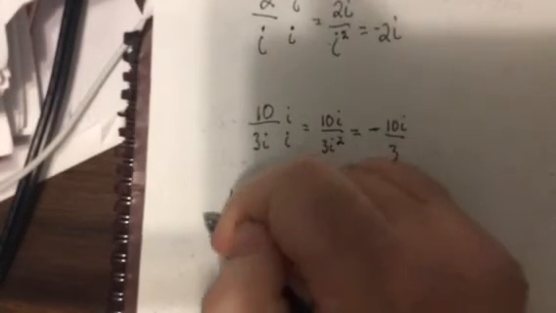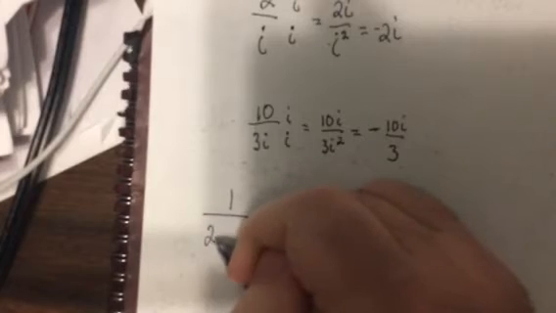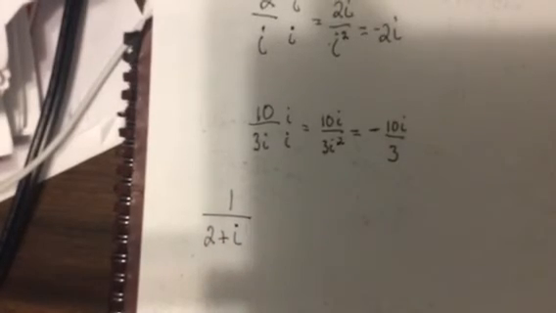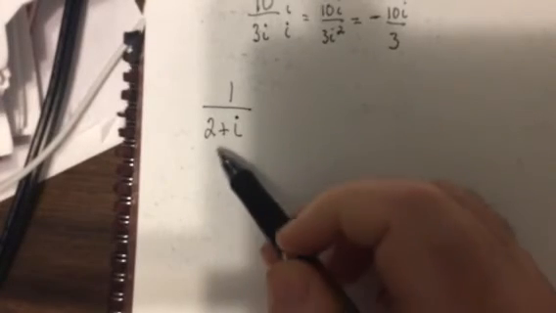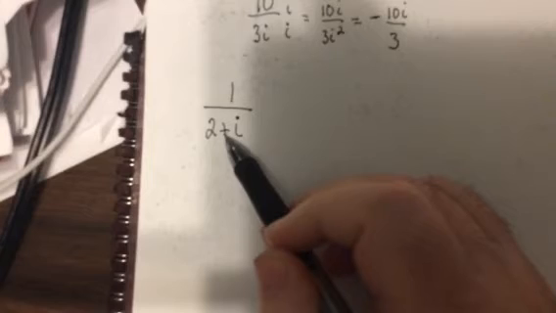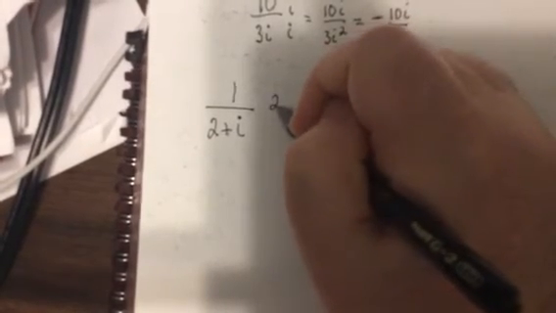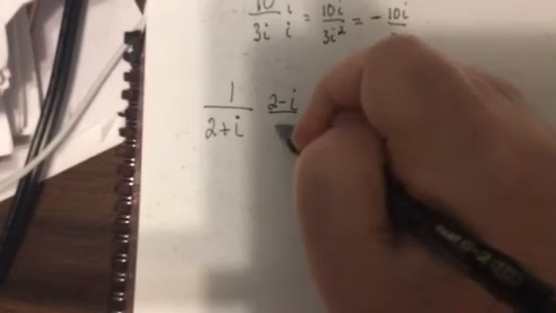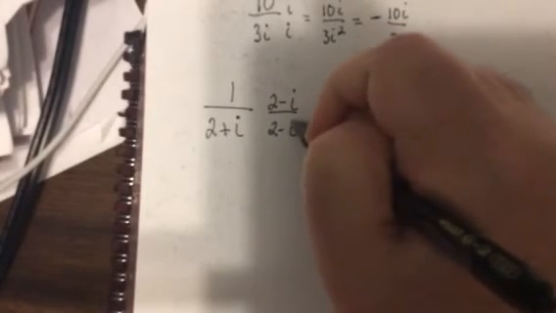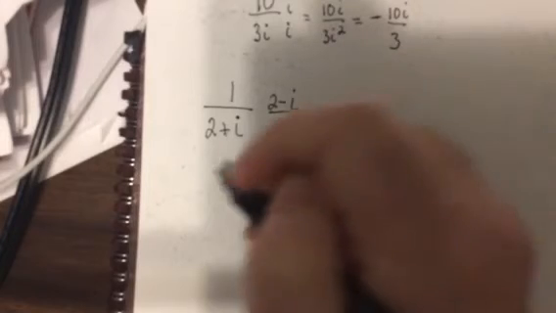Here's the tricky one. What if I have this, 1 over 2 plus I? Now think of the radicals. What did we do when we had division? Well, you just multiply by the same term, but switch the sign in front of the second term, in this case, the I. So now they give this a name. It's called the conjugate.